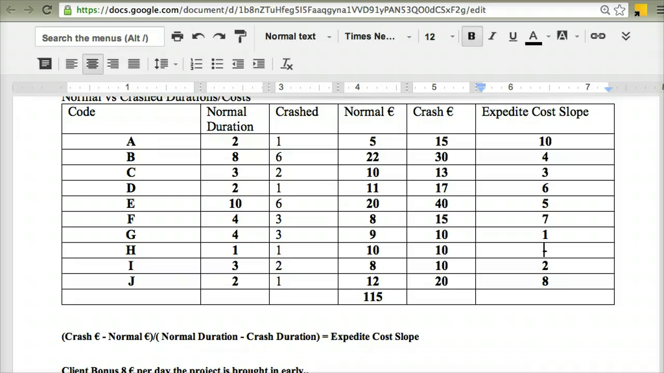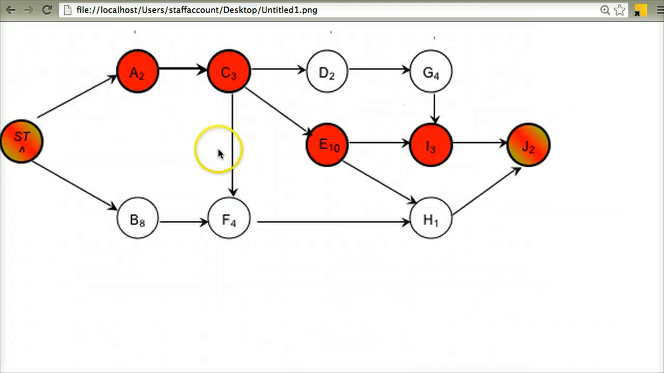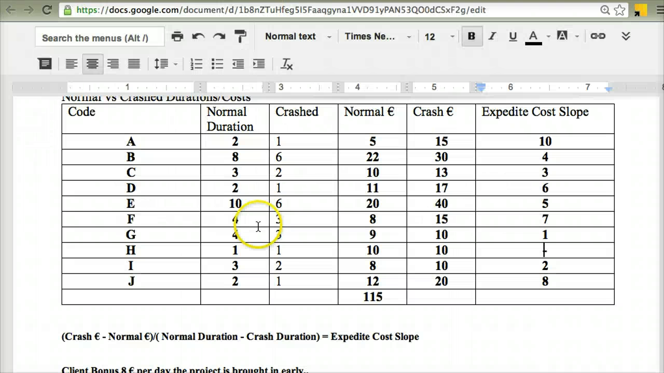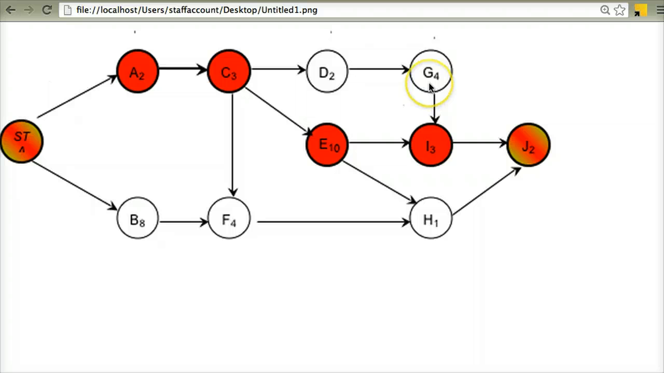But we have to be careful, and here is where the skill in accelerating projects comes in. If I go back to my project network diagram, and I look at my layout and my critical path, activity G isn't on the critical path. So even though it doesn't cost me a whole lot to crash that activity, and I can crash it from 4 days down to 3 days, if I do that, the overall project duration won't come down at all, because the overall project duration is dictated by the duration of the critical path. Because G isn't on that critical path, I can crash it all I want, but it's not going to bring the project in any sooner.